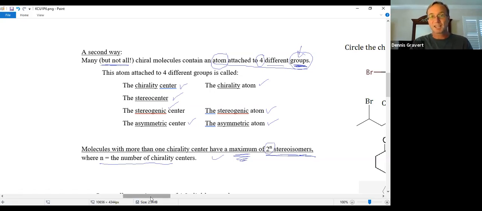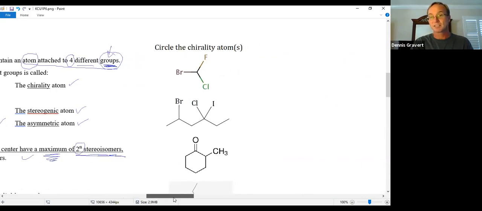Okay, let's do 2 things. First, let's get some practice finding chirality centers, and that will help us decide if the molecule is chiral. So, starting at the top here, is this a chiral molecule? Maybe.